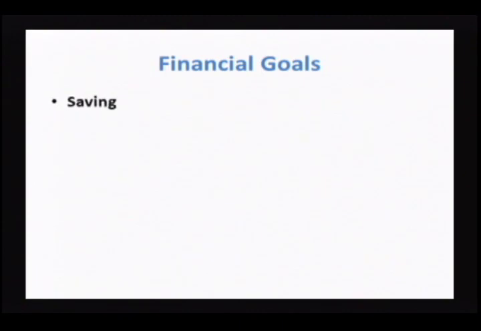Now, I talked about financial goals versus personal goals. This is personal finance. Let's talk about some of our financial goals. These are goals that should be in your financial plan. You need to decide what it is that you want to achieve regarding your personal finances. Let's look at saving. We can all set a savings goal. To make it specific, I want to save $4,000 in my emergency savings within the next 12 months.